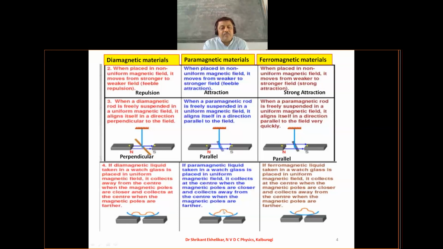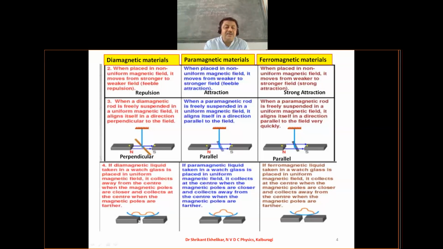So there will be a rise at the center, and on either side the height will decrease. If a ferromagnetic or paramagnetic liquid is placed on the pole pieces of an electromagnet in a glass container, we can observe that at the center there is a rise. For ferromagnetic, the rise will be more. For paramagnetic, the rise will be less. On either side, it will decrease.